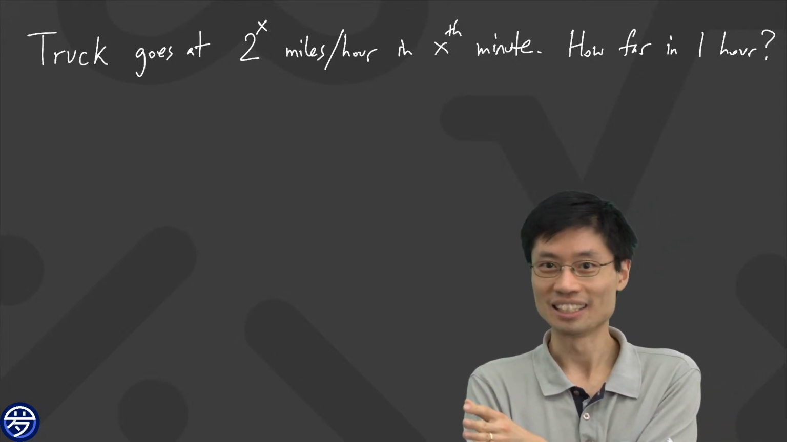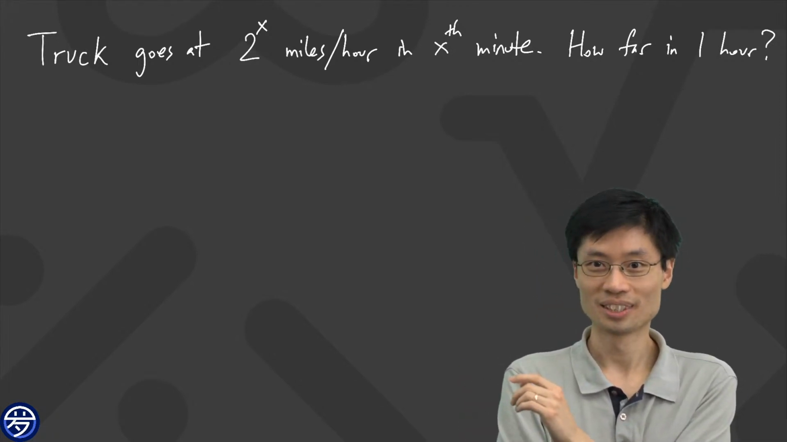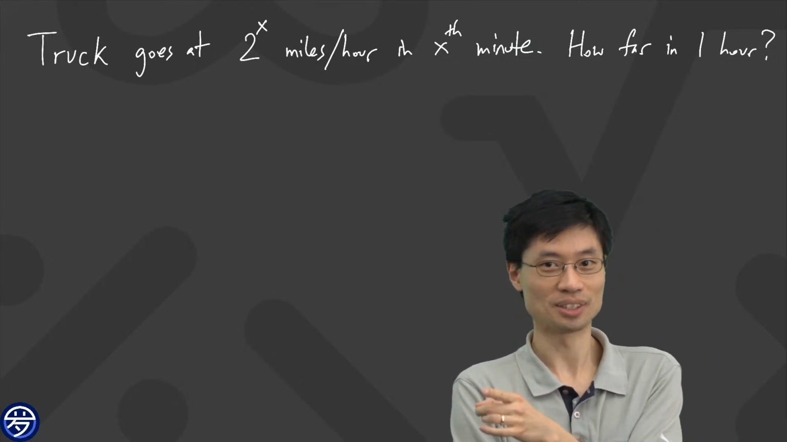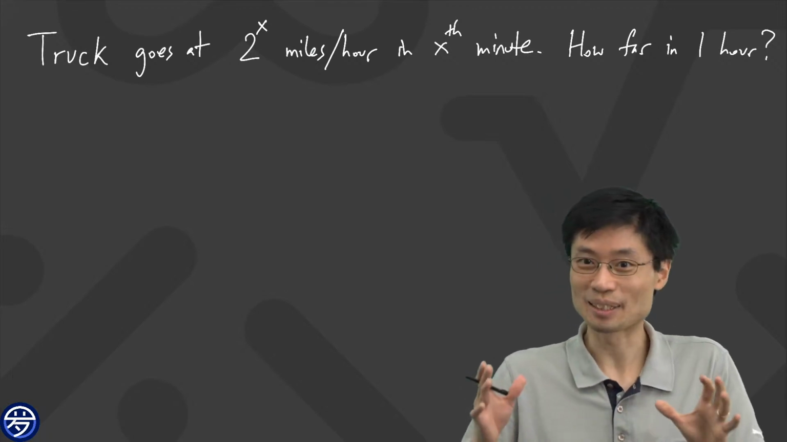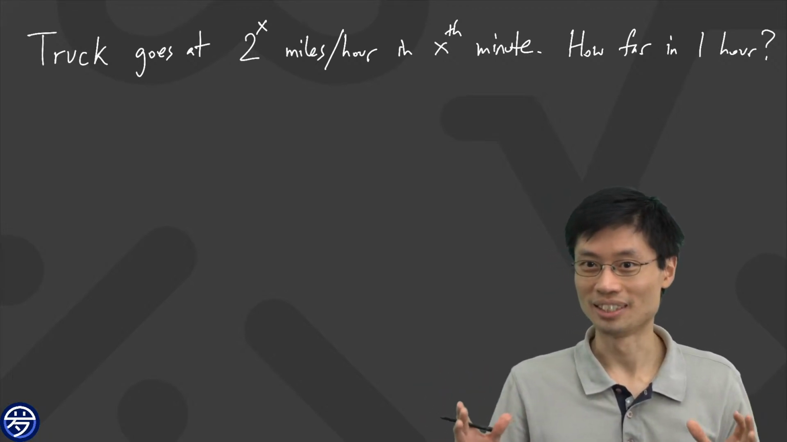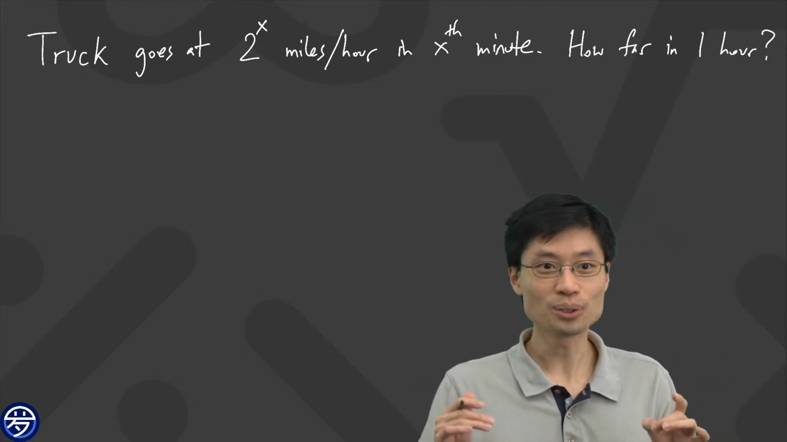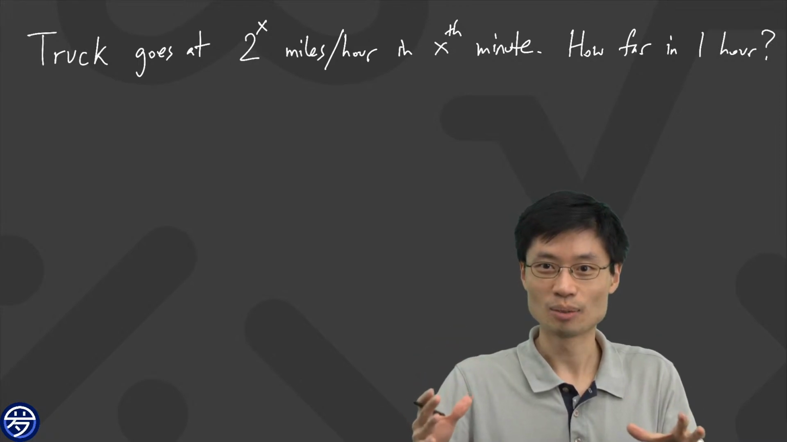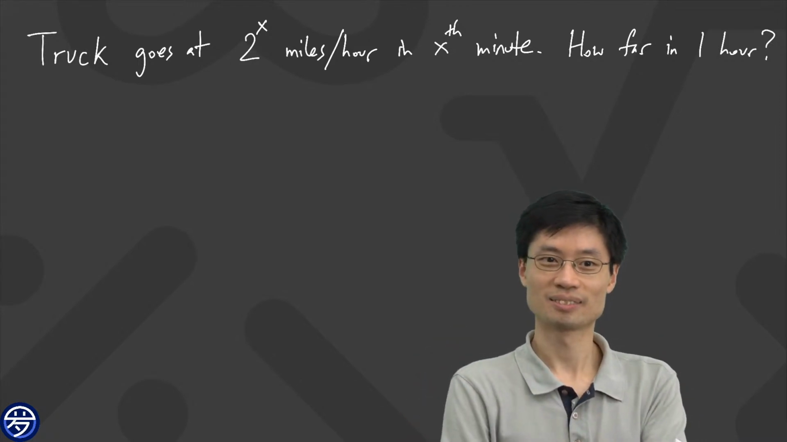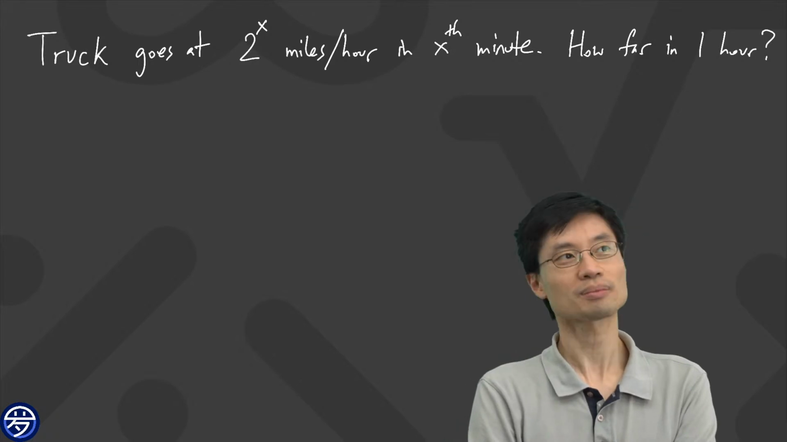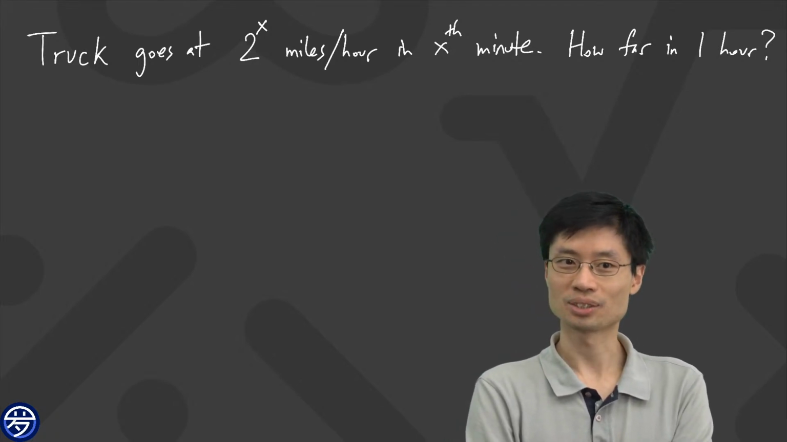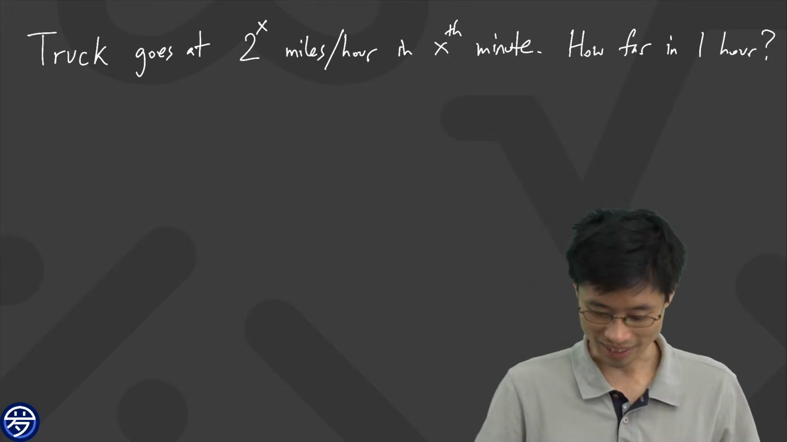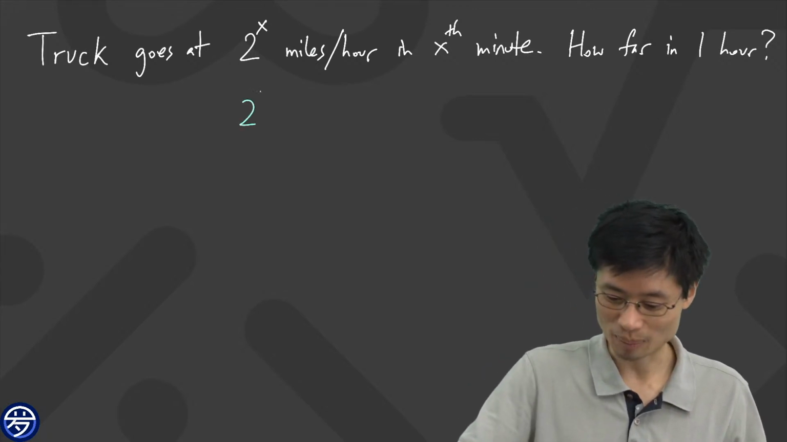Now, I will say, this is pretty impressive. Do you realize how fast this person is driving in the 60th minute? In the 60th minute, this truck driver is going at a speed of 2 to the power 60 miles per hour. How big is 2 to the power 60? This is just for fun, okay?